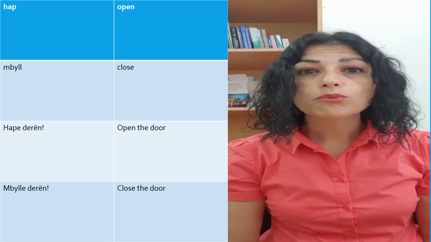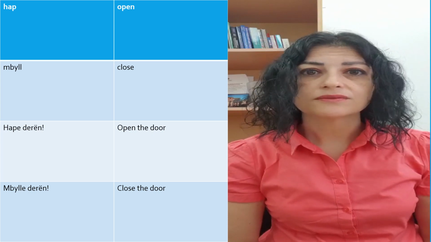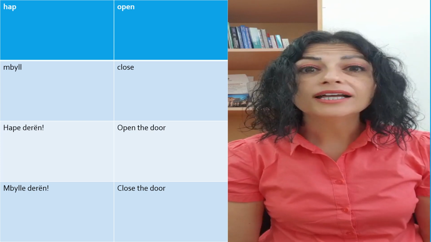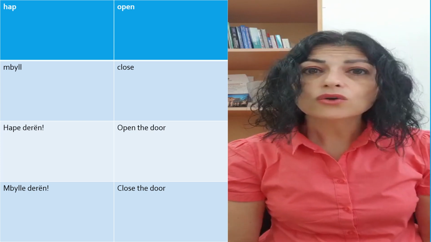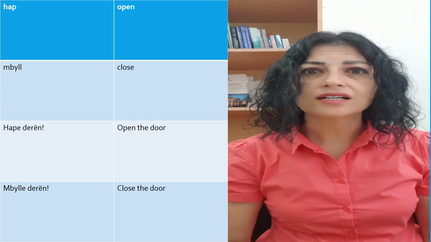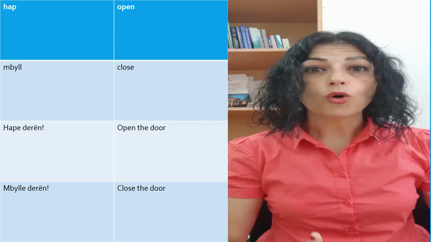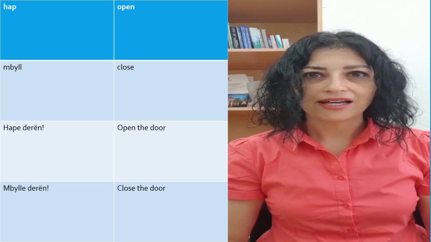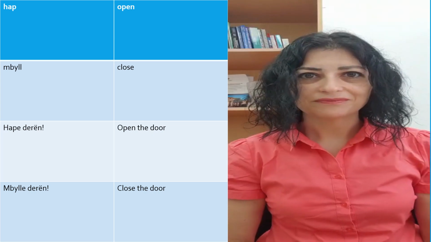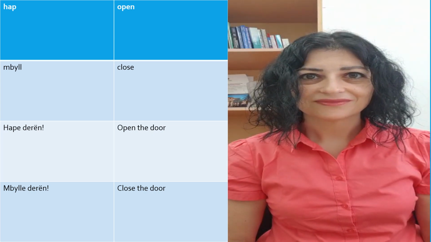With the verb mbyll, close: Mbylle derën. Close the door. This is when we are giving a kind of order. So open the door, hape derën. Close the door, mbylle derën. Let's see the other verbs.